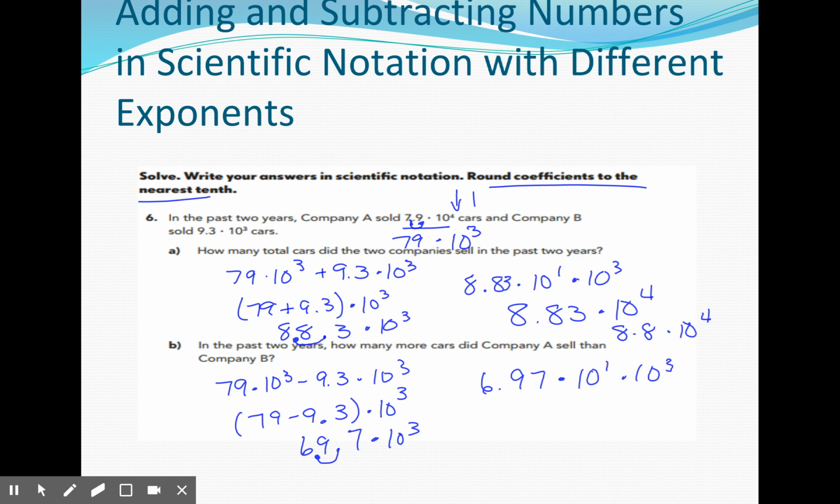And I'm going to round here. Well, first I would get 6.97 times 10 to the fourth. And they say round to the tens place. Well, this 7 tells me it would go up. So that would actually make this 7 times 10 to the fourth power here.